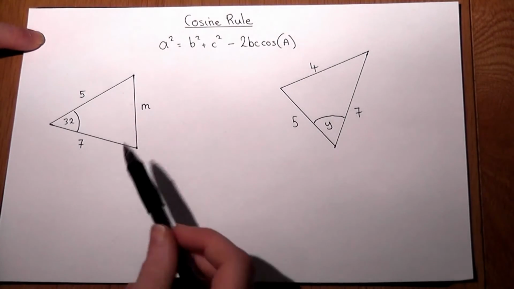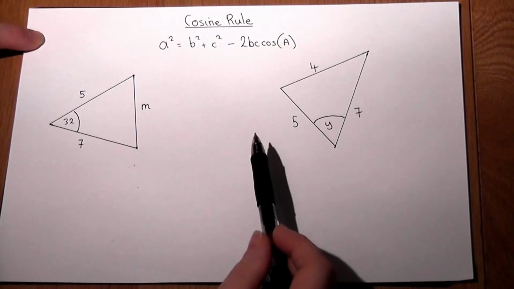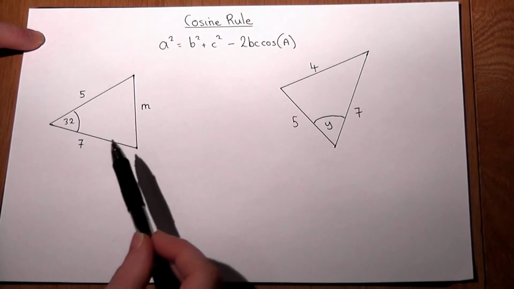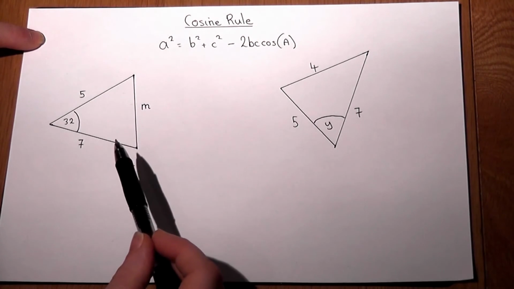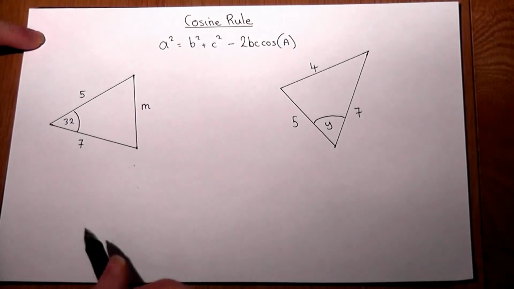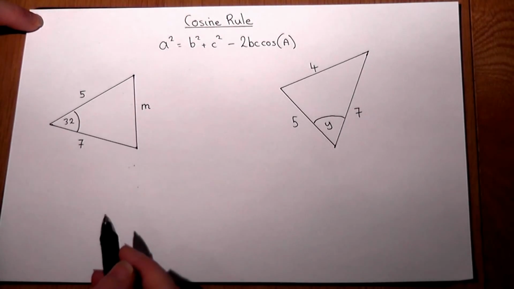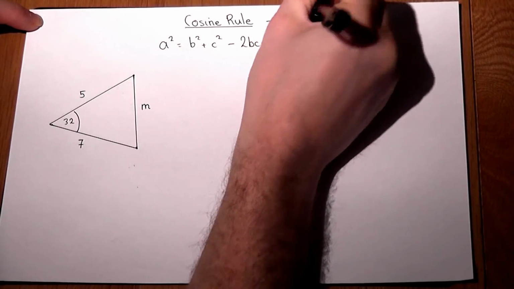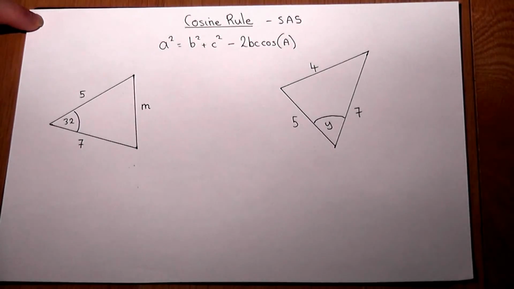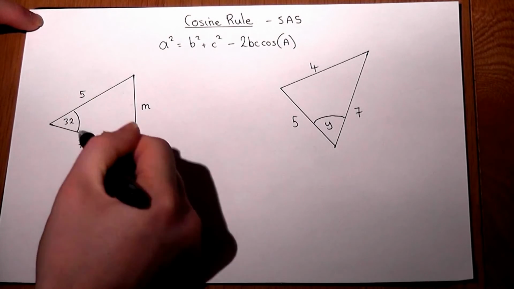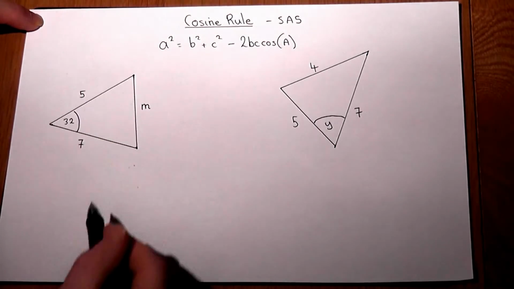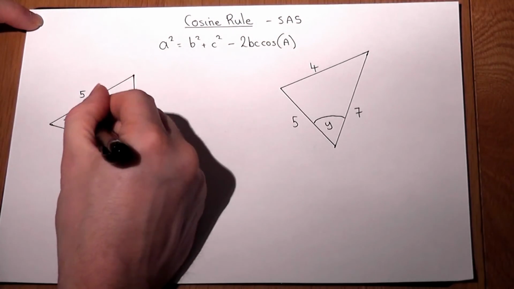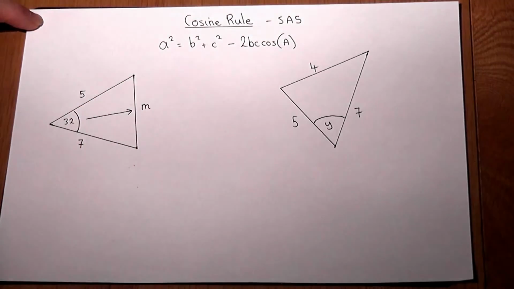This video looks at the two basic examples of using the cosine rule. One to find a side and the other to find an angle. Now I personally call cosine rule the SAS rule. It's where we have a side, an angle and a side in this sort of configuration, and we want to find the opposite side to the angle.